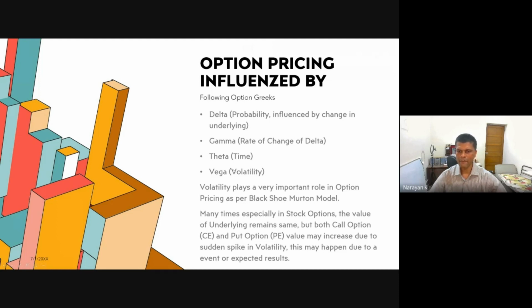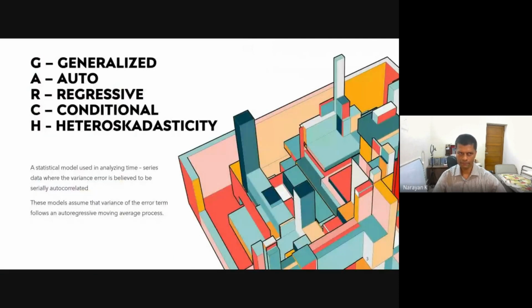Volatility plays a very important role in option pricing as per the Black-Scholes-Merton model. Many times, specifically in stock options, you would have seen the value of the underlying remains the same, but both call option and put option values may suddenly spike due to a sudden spike in volatility, and many may not understand the reason behind it. That is because of the increase in the implied volatility.